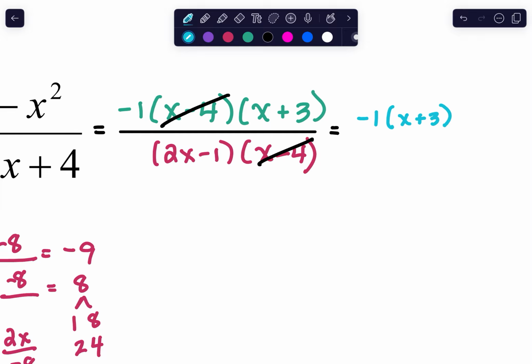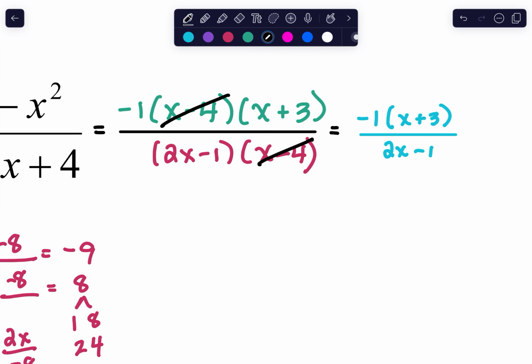And I know a question I get is, should you distribute that? My answer is no, because in order to see that everything is completely factored, you leave these in factored form. Don't distribute or FOIL or do any of that. And then your denominator is just 2x minus 1.